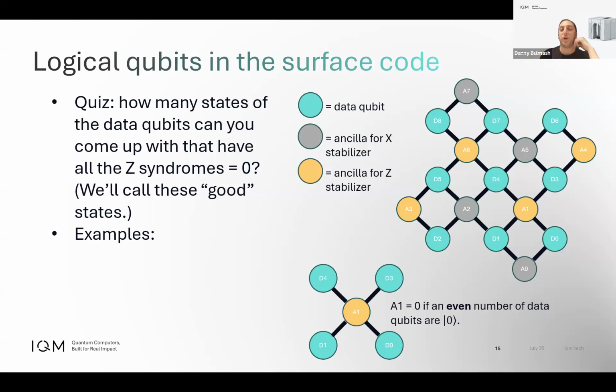There we go. Okay, so just as a reminder, we're focusing on the yellow stabilizers here, these Z stabilizers, and we want to know how many states of the blue data qubits you can come up with where all of these Z syndromes are equal to 0. Just come up with a couple of examples if you're able, and if you want to put one of the examples in chat, feel free.